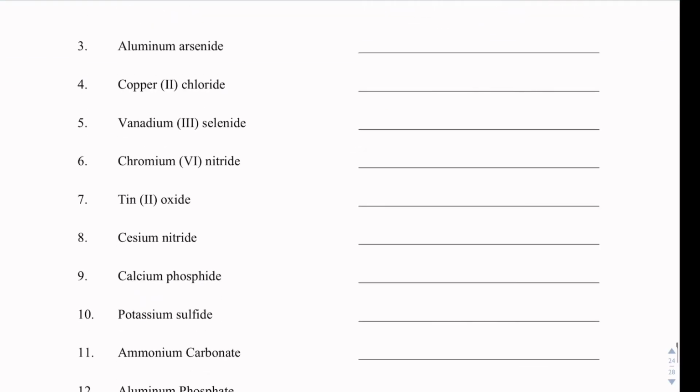Okay, we find aluminum, element number 13 on the periodic table. Aluminum is Al plus 3. Arsenide is arsenic, element number 33, and that's As. As, according to your periodic table, will have a -3 charge. Those two crisscross, or cancel, however you want to say it, to become Al3As3, and those reduce to become AlAs.